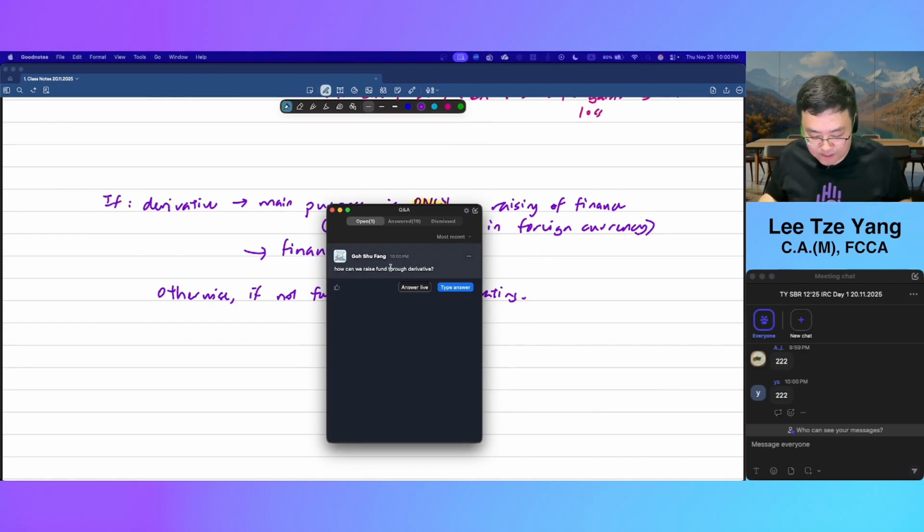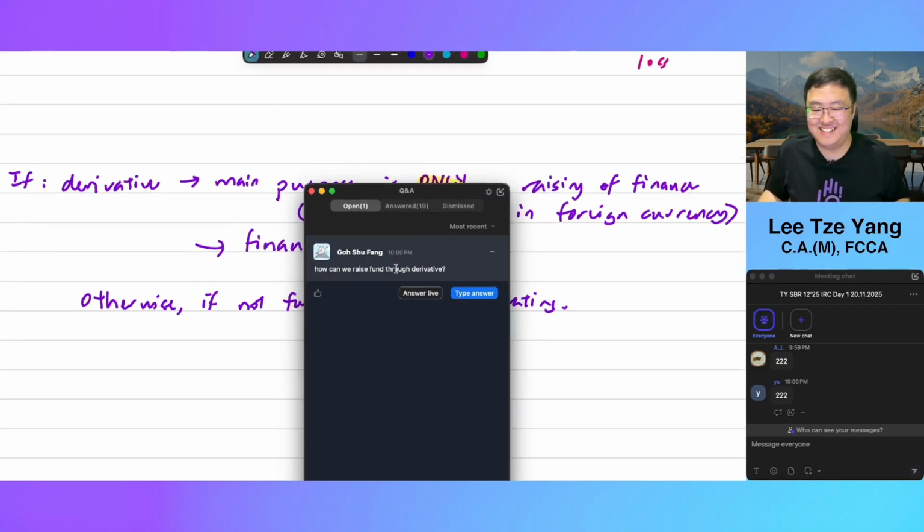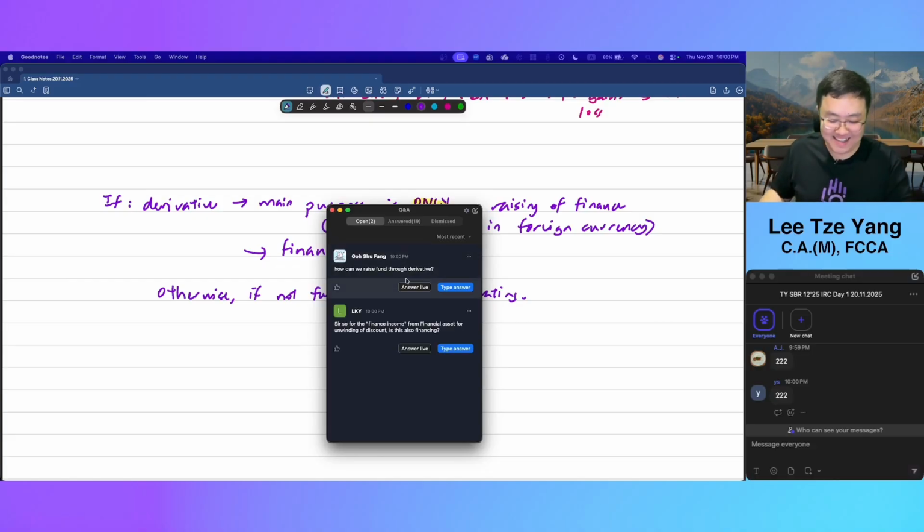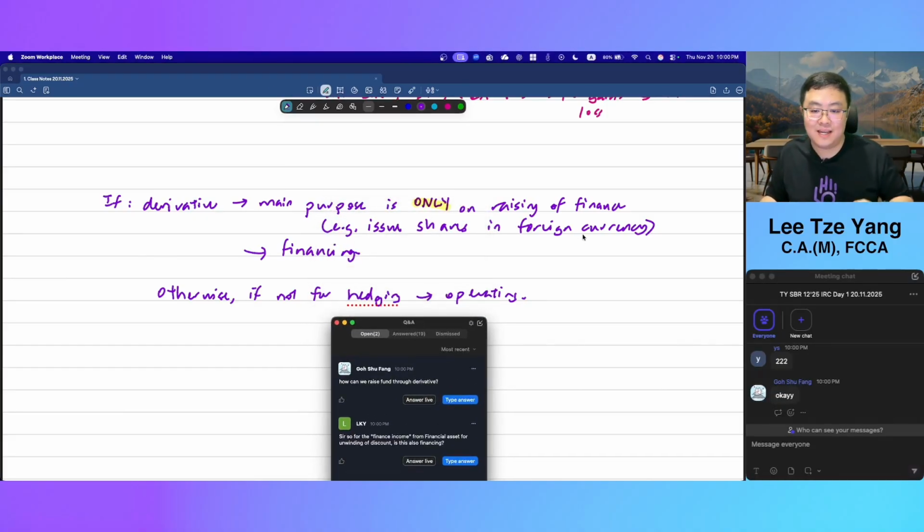How can we raise fund through derivative? Shu Fang, no need to worry. This one, I don't think the exam will ask, but I give you some idea. The idea is because if they issue shares in foreign currency, they worry they may receive more or receive less. So they want to make sure they receive a fixed amount of foreign currency. So they may buy derivative for this purpose. And since this purpose is on raising of finance, it is financing. That's all you need to know.